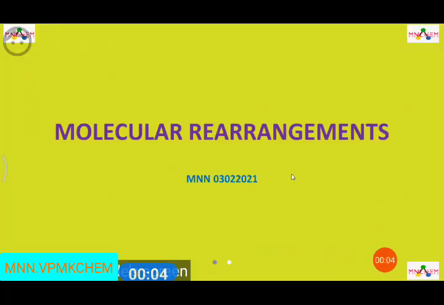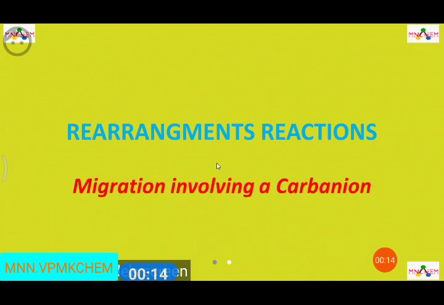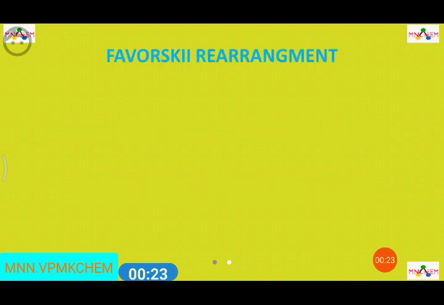Okay, to start. Today, we are going to discuss rearrangement reactions where the migration involves a carbanion, a negatively charged carbon species. The example of a rearrangement involving migration to a carbanion is the Favorskii rearrangement.